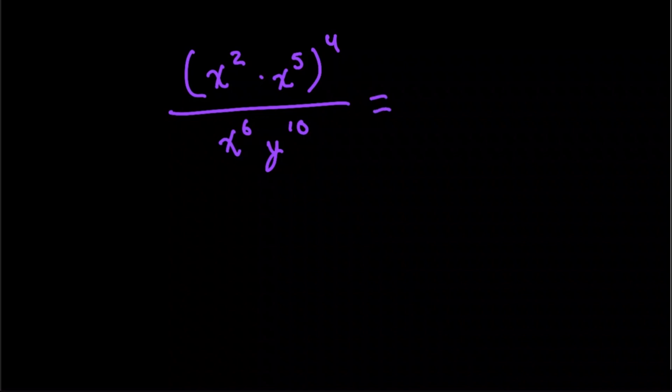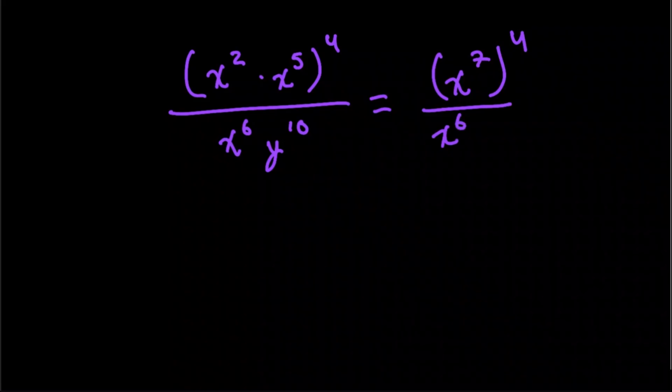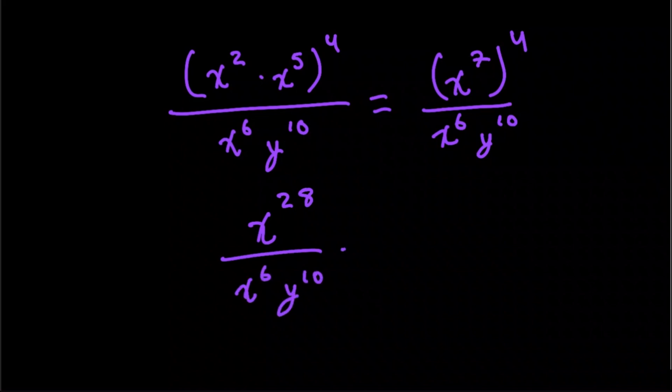So we have x to the power of 2 multiplied by x to the power of 5. We can just add the exponents and get 7, which will be x to the power of 7, and we have to the power of 4 over here. On the bottom, these are not the same base, so we can't add them together. Now, 7 times 4 is just 28, so on the top we have x to the power of 28 over x to the power of 6, y to the power of 10.